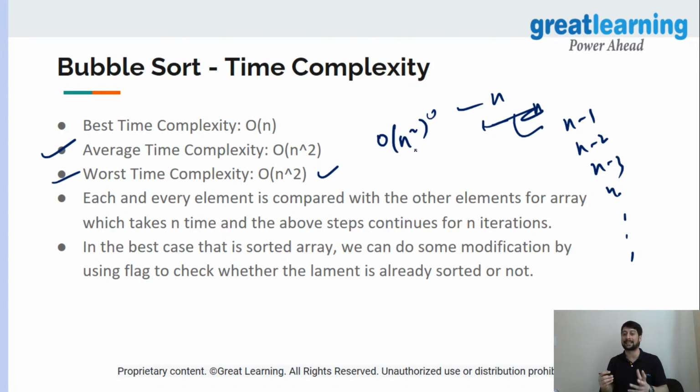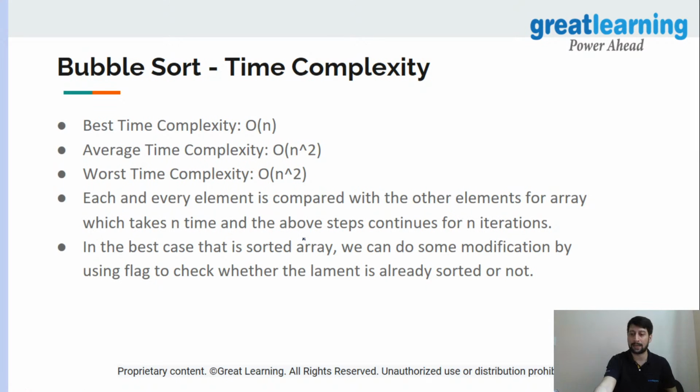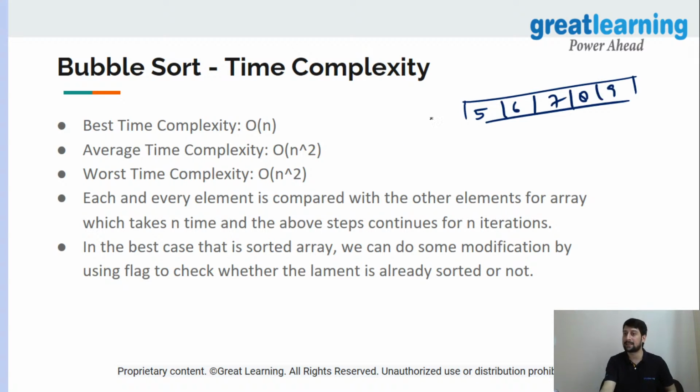But what happens in the best case? Now the best case is very important, guys. So let's suppose, let me take a simple example. Let's suppose your array is sorted, right? Let's suppose we have 5, 6, 7, 8, 9. This is our array. Okay, 0, 1, 2, 3, 4, right? This is our array and it is sorted.